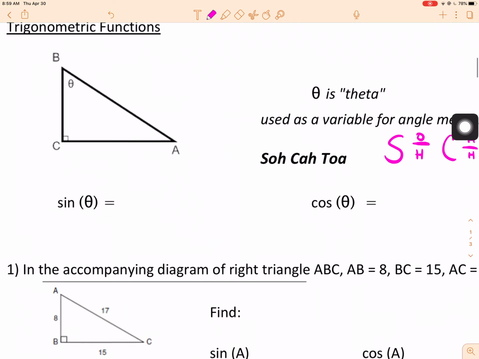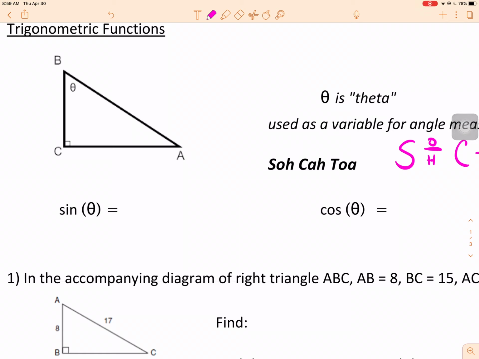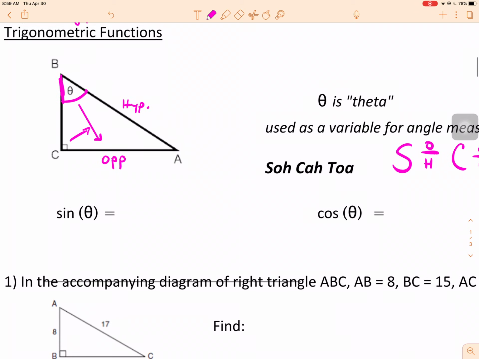So for example, in this picture, if theta is right here, and it's very important to recognize where theta is. Theta is there, so I like to label what side's what. The hypotenuse is always easiest. The opposite side is the side opposite theta, and the adjacent side is the side touching that's not the hypotenuse, right? Two sides are touching, the blue and the pink line, but the blue is the hypotenuse, so the pink is adjacent.